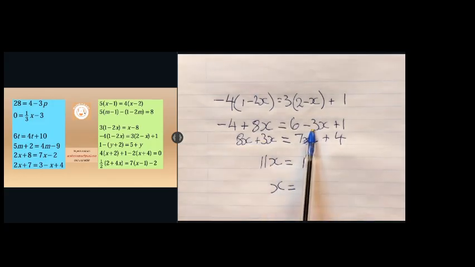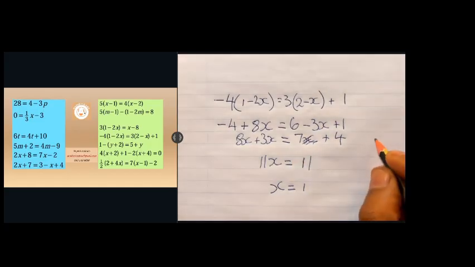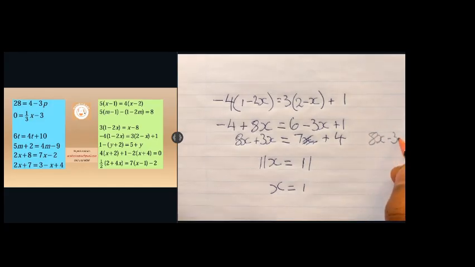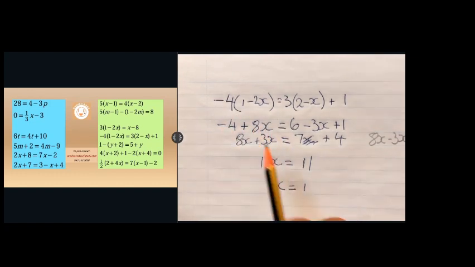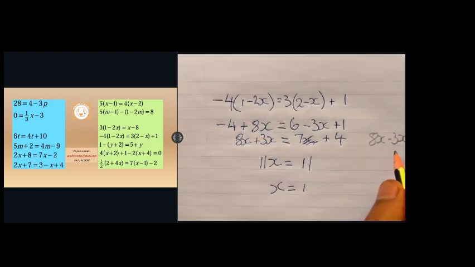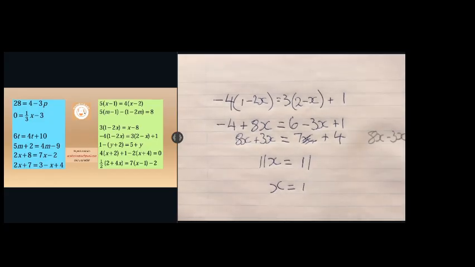Other learners will do what? They will bring this thing this side. You see, let me show you what will happen. Other learners do this. They say 8x minus 3x. Incorrect. Then they say 6 minus 4. So they just bring everything as it is. Don't do that, because what's going to happen now? Let me show you what's going to happen.